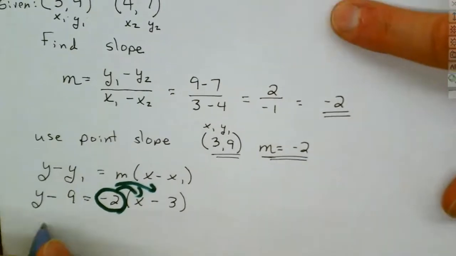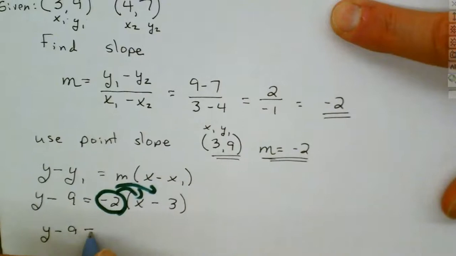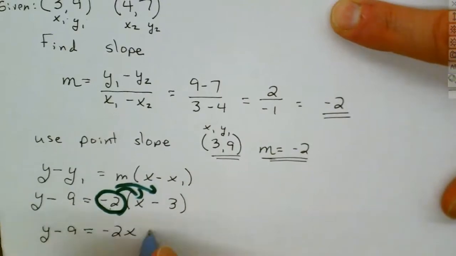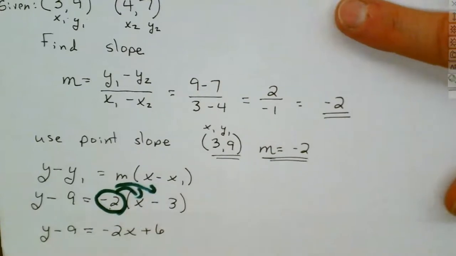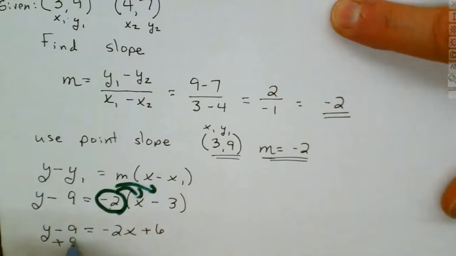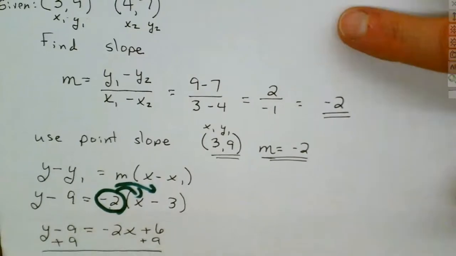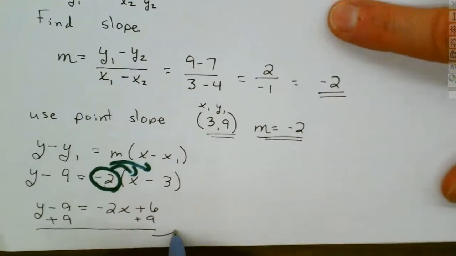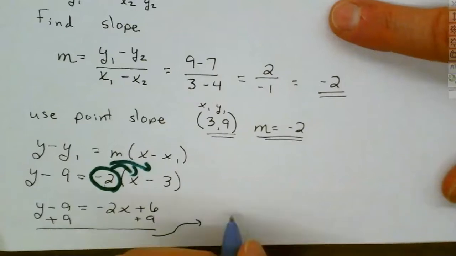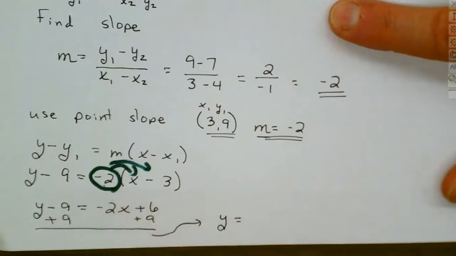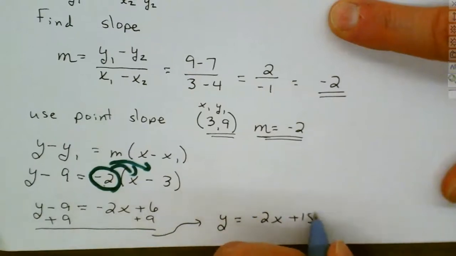And that is now y minus 9 equals negative 2x, double negative makes it a positive 6. Move that 9 over. And now we've got it. So what's our final answer going to be? Slope-intercept form. Yep, y equals negative 2x, and then it looks like plus 15, isn't it?